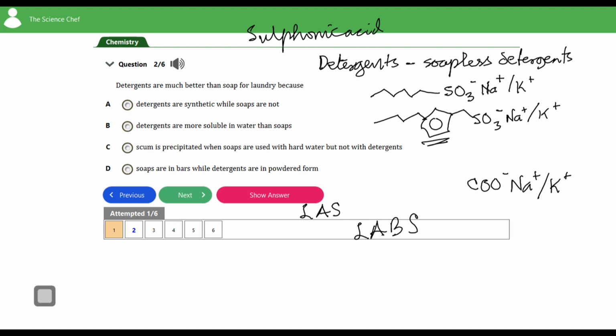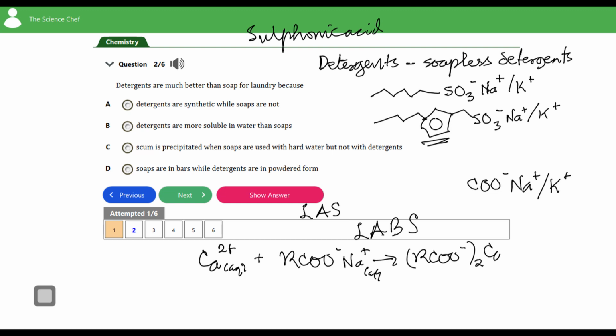And because of that issue of not being able to form lather with soap, there's always the formation of scum when you try to wash your clothes with hard water using soap. And why is that so? Because the calcium ion in the hard water will react with the soap to form an insoluble precipitate. An insoluble substance or solid, which is called scum. Right?